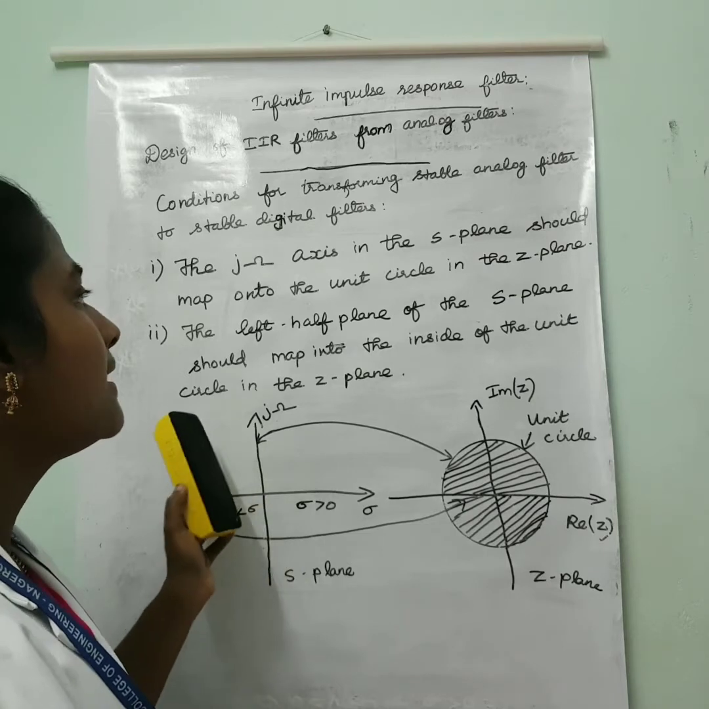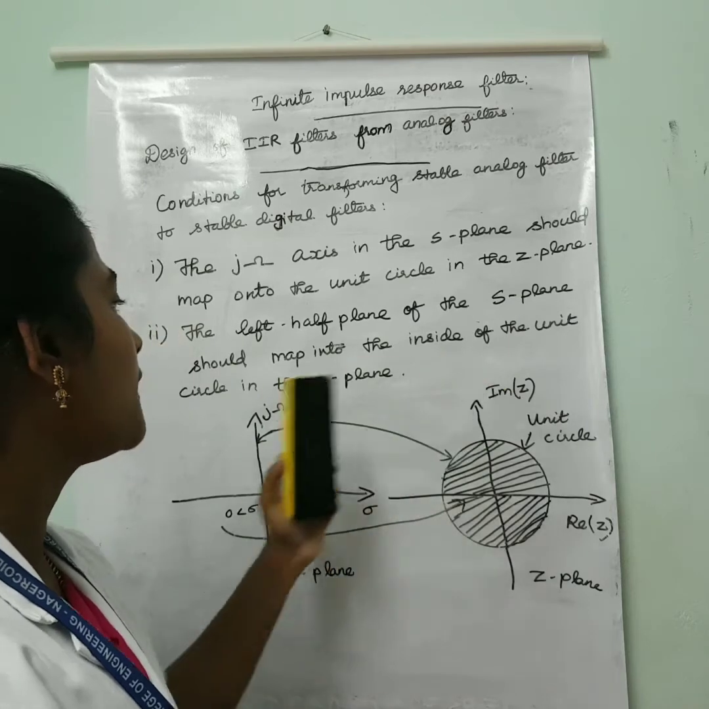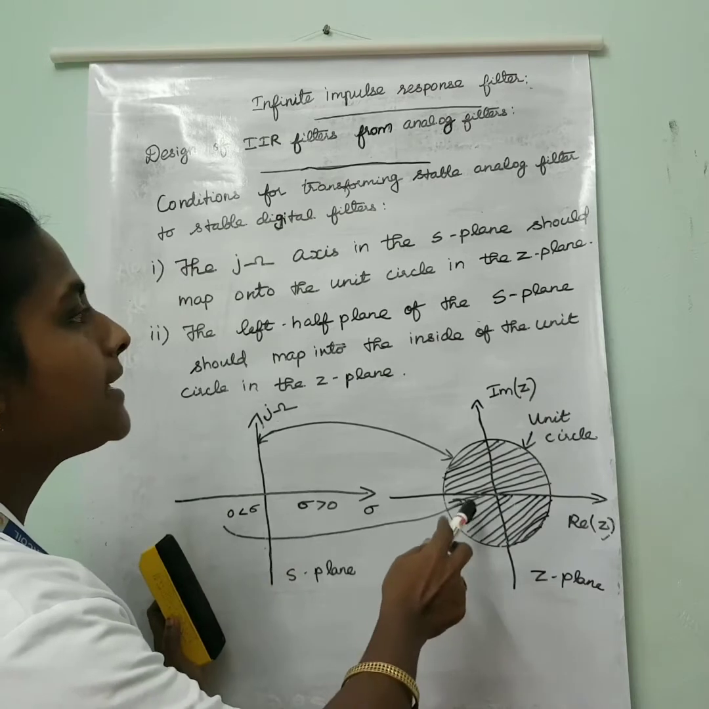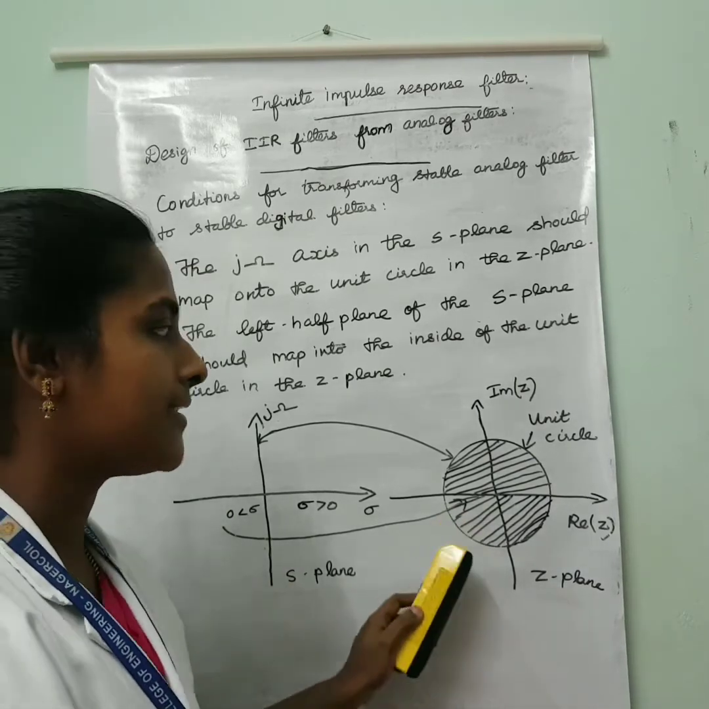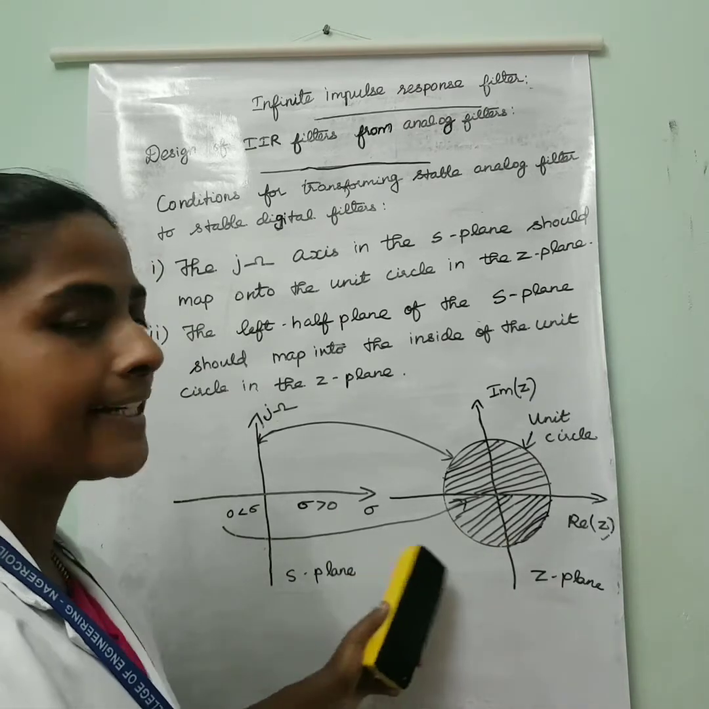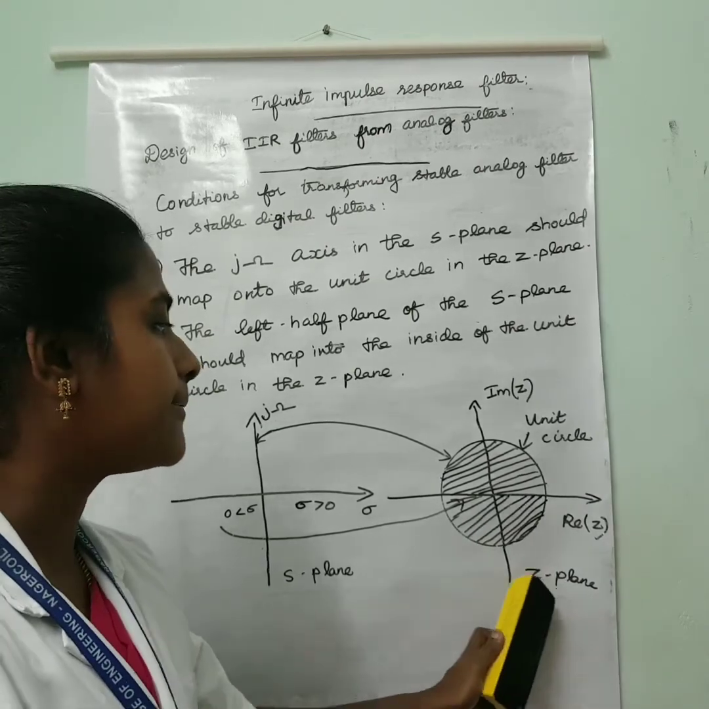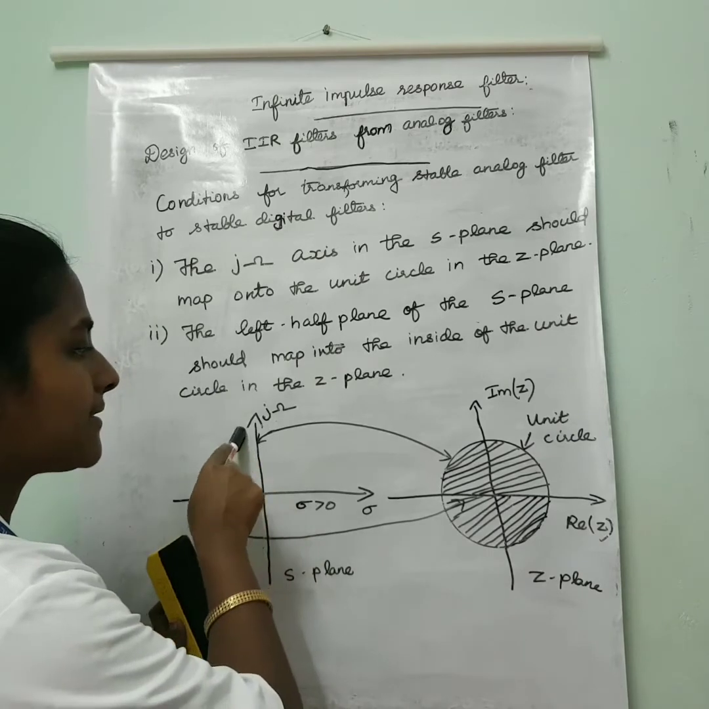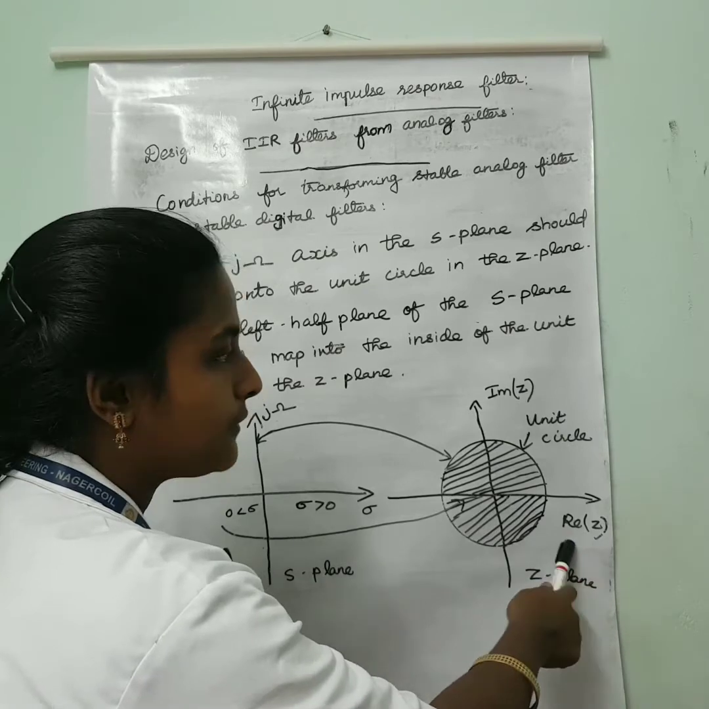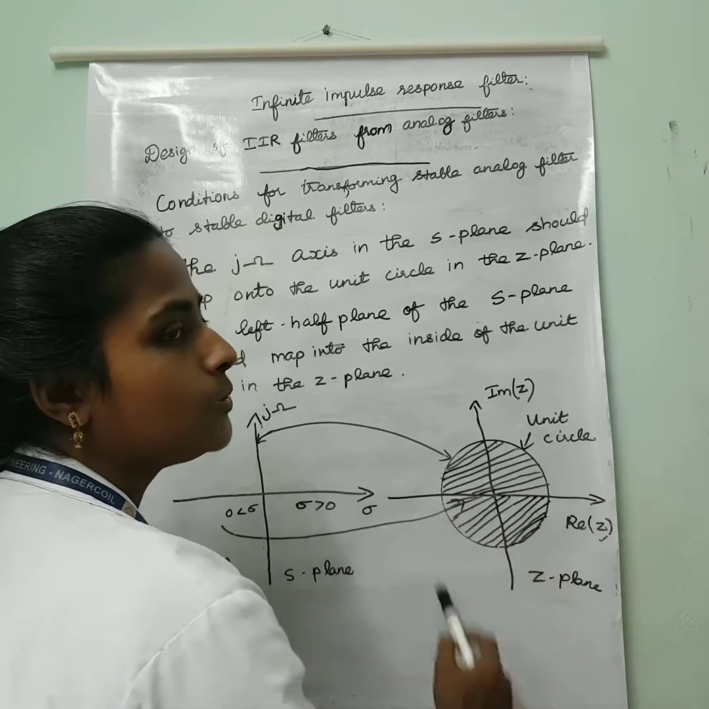The second condition is that the left half plane of the S plane should map into the inside of the unit circle in the Z plane. These two conditions are represented diagrammatically in this way, so you can note it down. This is the S plane, this is the Z plane. The y axis is j omega, the x axis is sigma. Here the x axis is real of Z, the y axis is imaginary of Z. This is the unit circle.